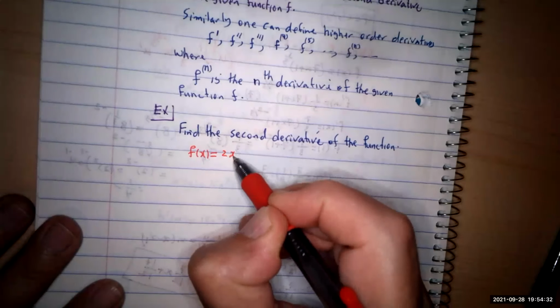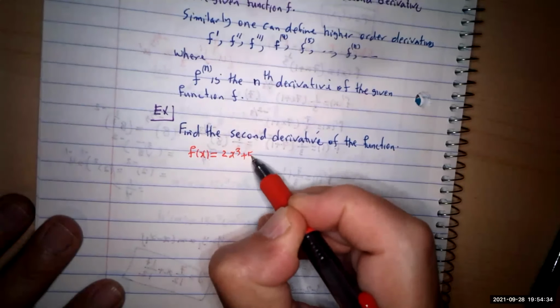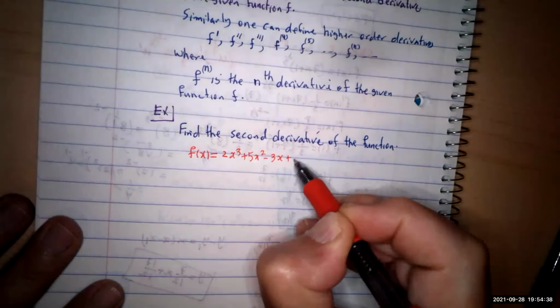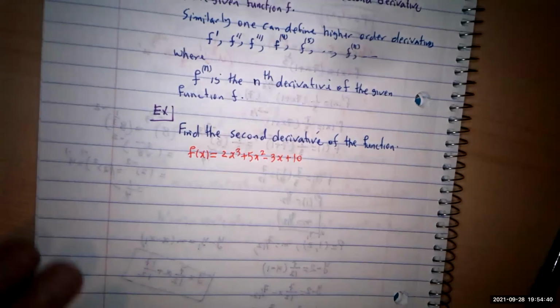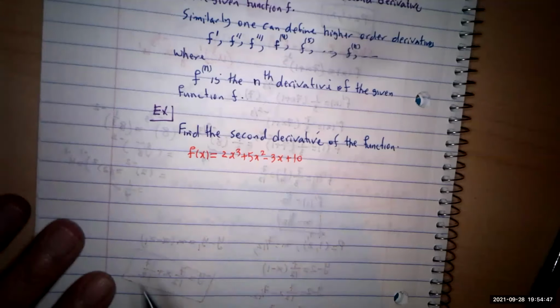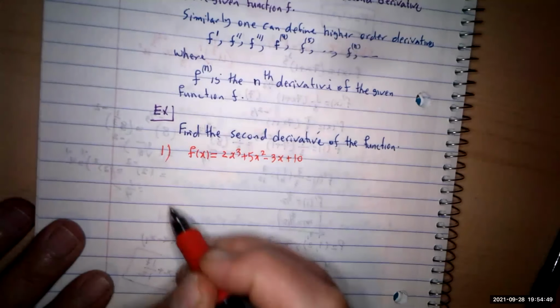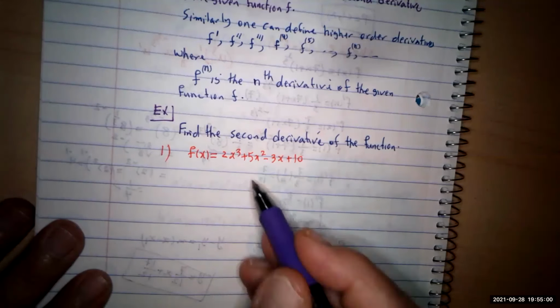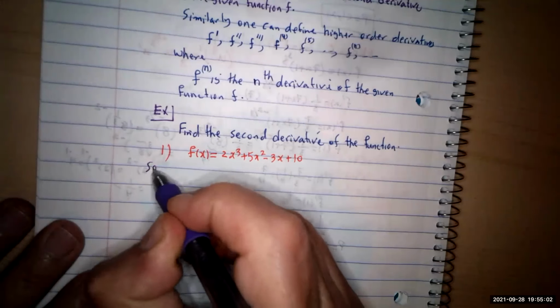You may be given this one in future: 2x cubed plus 5x squared minus 3x plus 10. This is going to be a function that would be given to you. You want to find the first and the second derivative. So we are ready to do it. You just differentiate it, the first and then the second. So this is going to be the solution.